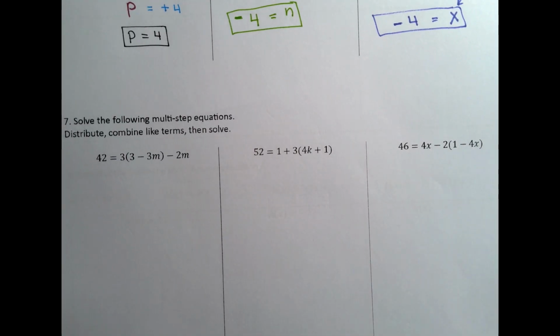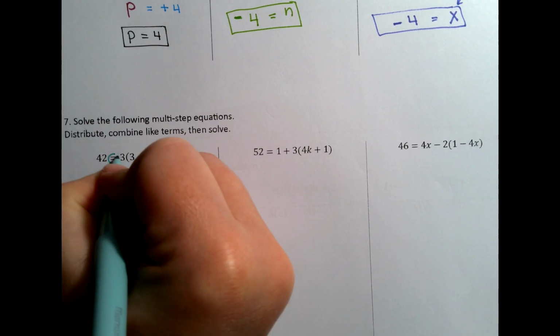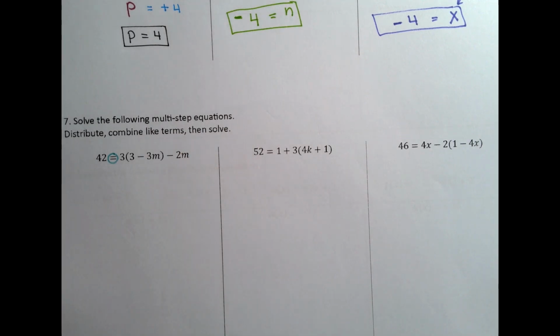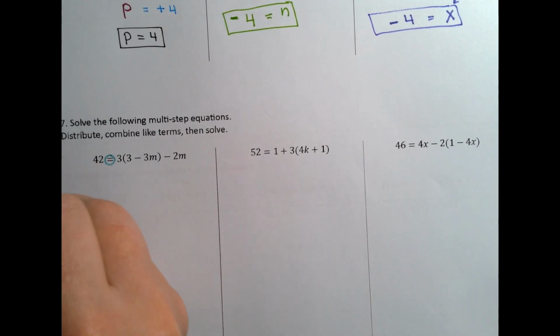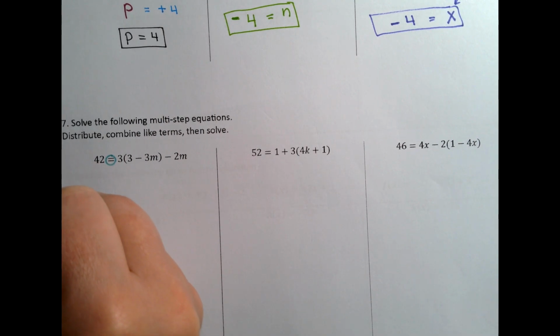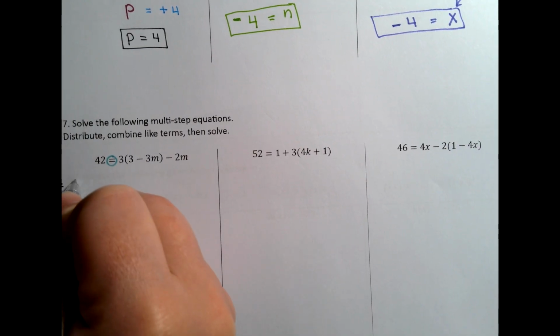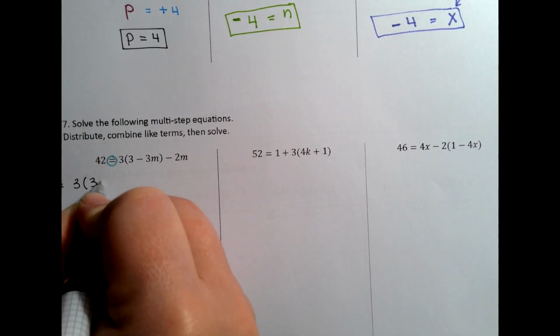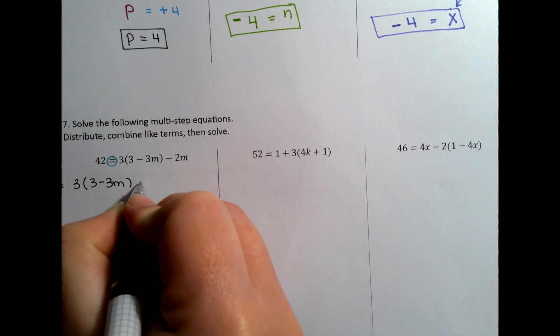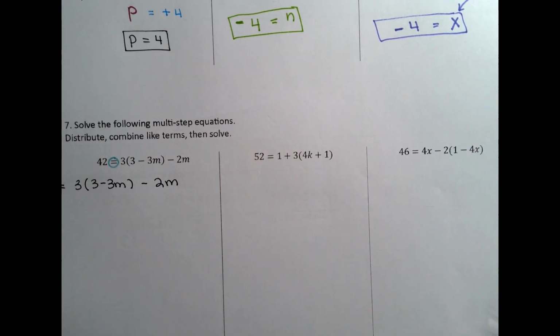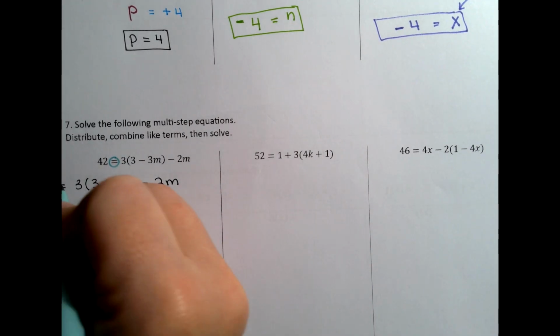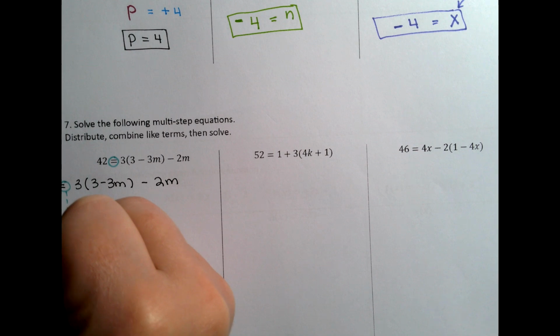Let's start out by circling your equals. Actually, you know what I'm going to do? I'm going to copy it first. I'm going to shift it over so I have more space. 42 equals 3, open, 3 minus 3m, close it, minus 2m. Okay, I didn't change anything. I just copied it down just for more space. Equals, dotted line.